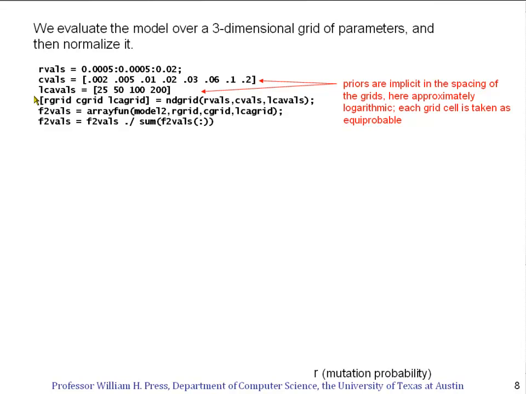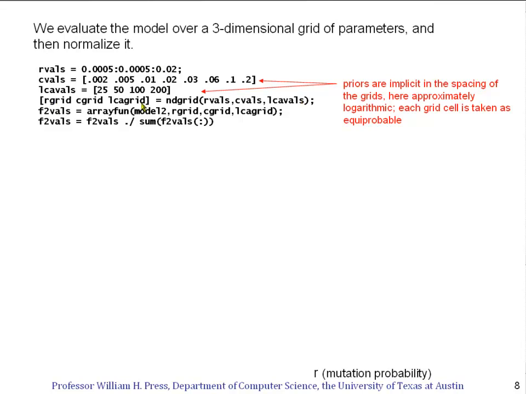And then for last common ancestor, how many generations do you have to go back to get the last common ancestor? Well, I'm going to try just 4 values. I'm going to try 25 generations, 50, 100, and 200 generations. So now here's all we have to do. We use that ndGrid function to take these arrays of interesting values and make a grid.